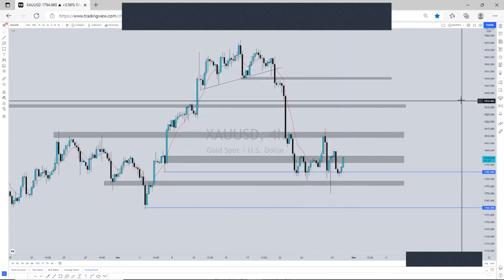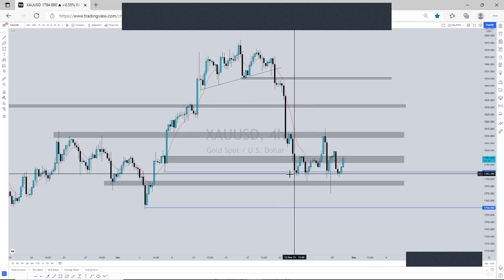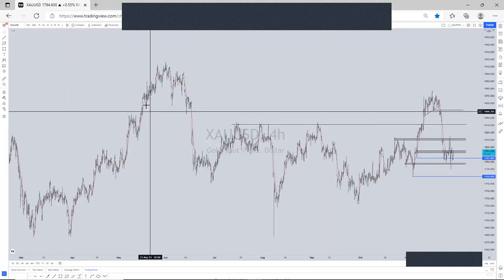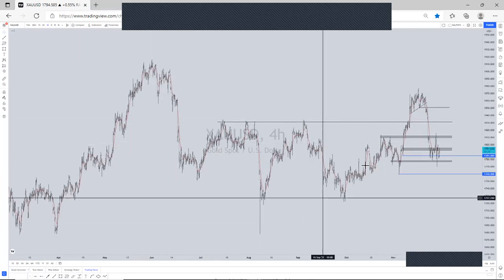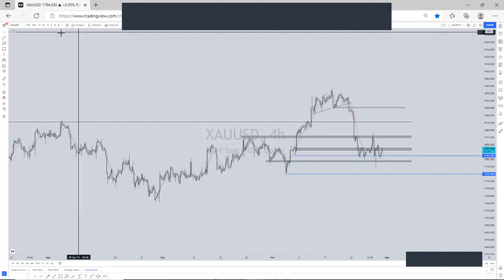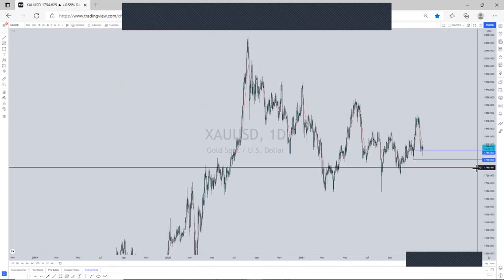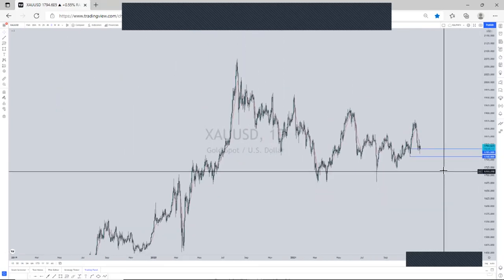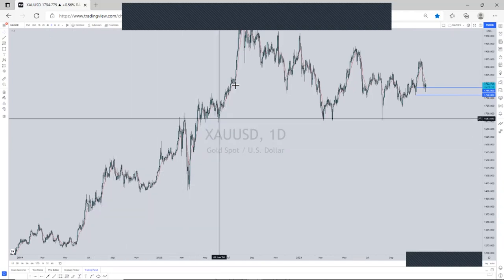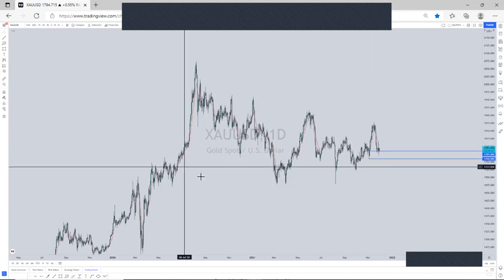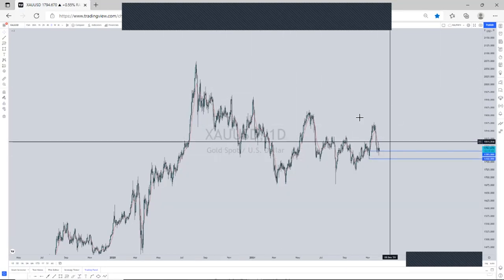So now what's next for gold? Well, we're looking to see if we can get a continuation of the bullish trend to the upside. If we take a look at the daily time frame real quick, you can see that this is a bullish trend, and this is more like a correction. We're within a corrective phase altogether.